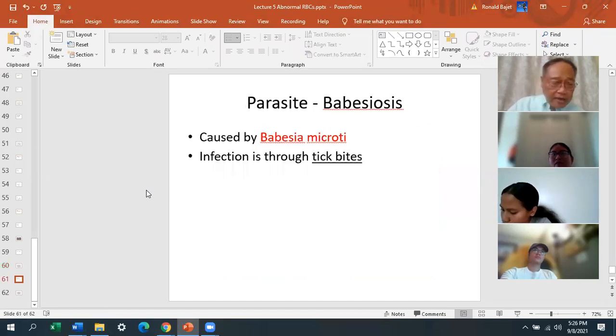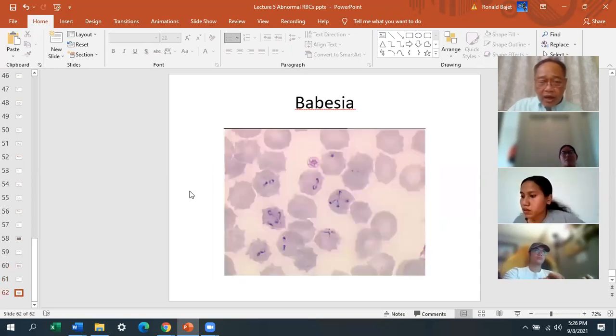Okay, so the next parasite is Babesia microti. Malaria is transmitted through a mosquito. Babesia is transmitted by a tick bite. And this is what it looks like on a peripheral smear. This X formation, 2 nuclei, more than 1 nuclei here. But this particular one here is a classic description of Babesia. Okay, I think that's it.